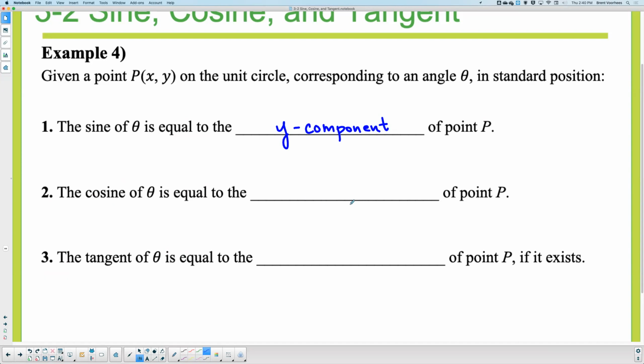Okay, what is cosine going to be equal to? The x component. The tangent of theta is equal to the y divided by x. Now, would I say components or component? I'm going to put components because there's two of them. I need an English teacher to let me know if you'd still say component. That would be the tangent. Now, tangent is going to appear to be like what? The slope. Let's just put slope.